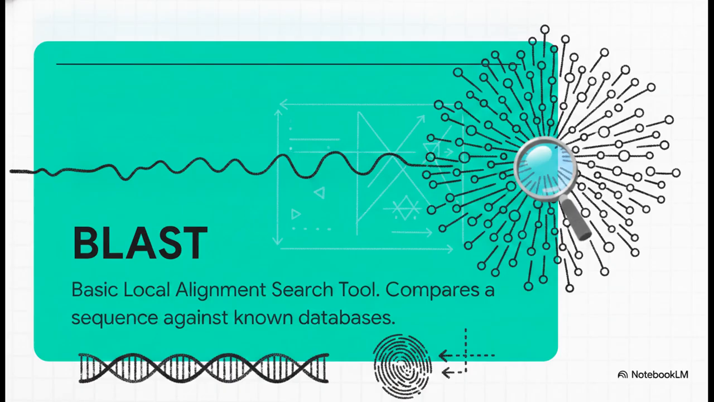And you really just want to think of it as the ultimate biological fingerprint database. It takes your unknown sequence and rapid fires it against a massive globally shared database of known sequences to find similarities. Literally, this is how we identify unknown genes, annotate genomes, and untangle those really complex evolutionary relationships.